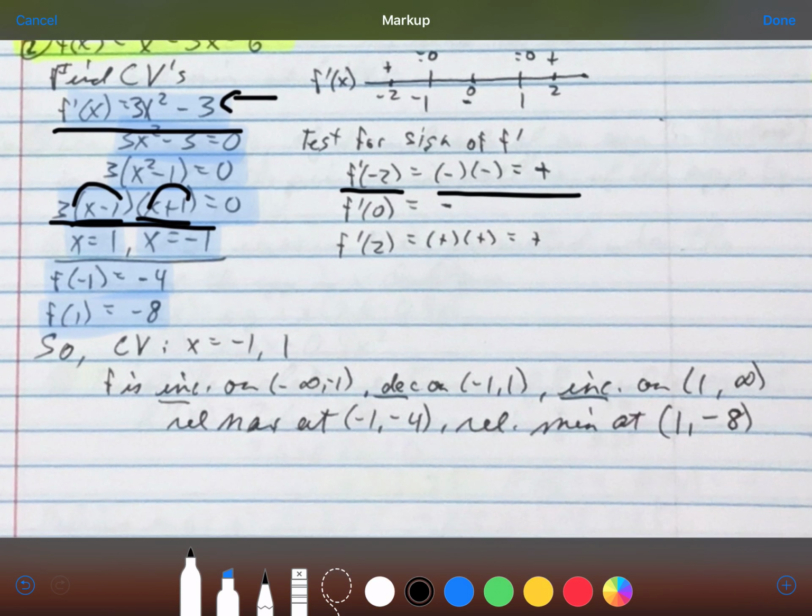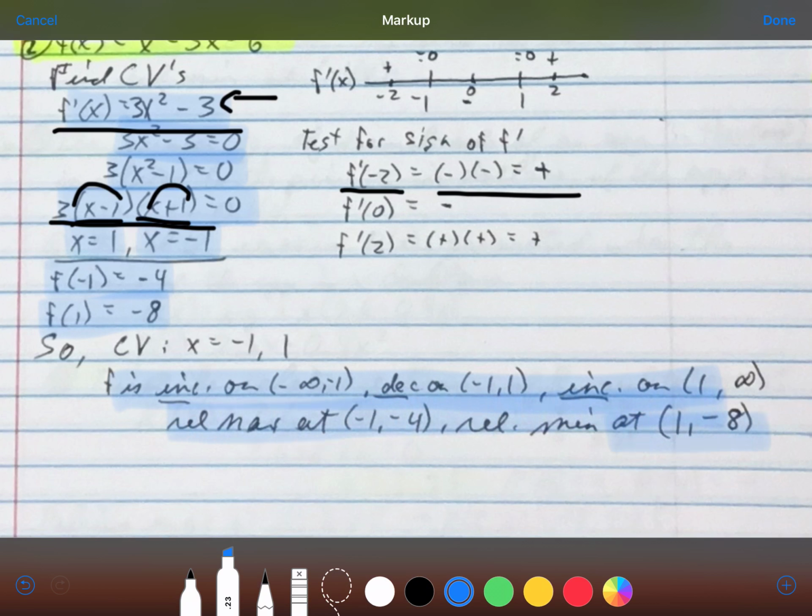So critical values, x equals -1, x equals 1. F is increasing on the interval from -infinity to -1, decreasing on the interval from -1 to 1, increasing on the interval from 1 to infinity. And since we're changing from increasing to decreasing at -1, then we have a relative max at that point. Then since we're changing from decreasing to increasing at 1, we have a relative min at that point.